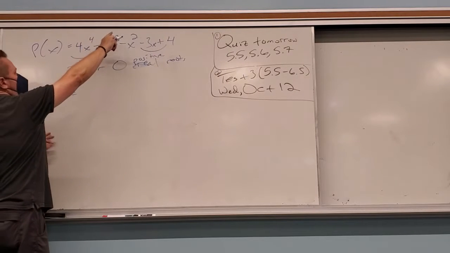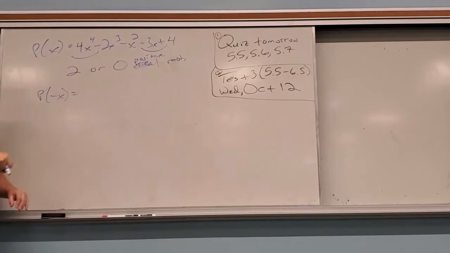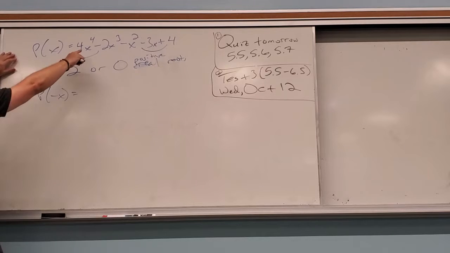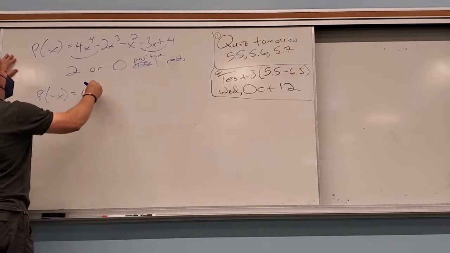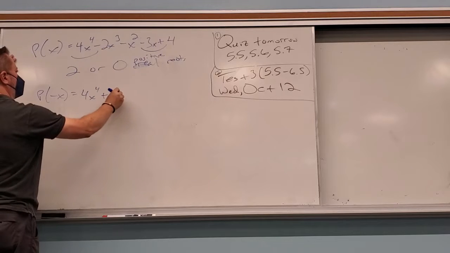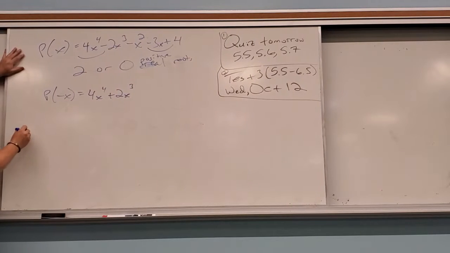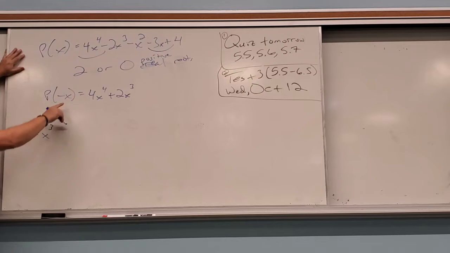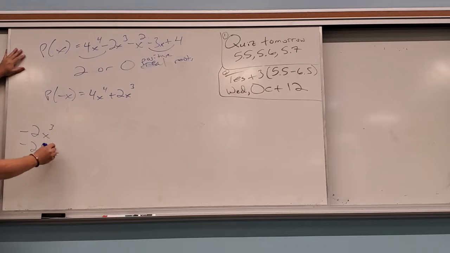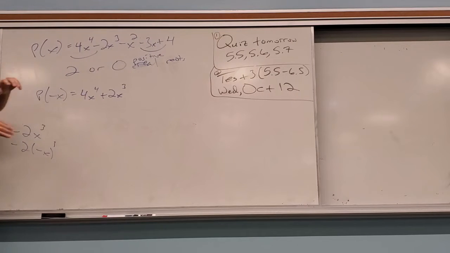All the even powers will stay the same sign because when I square a negative, it's positive. So there's no negative to cancel anything. All the negative terms will change sign. So this stays the same. This changes sign. And real quick, if I take negative 2x cubed and I put a negative x in it, negative cubed is negative, times negative is positive. So every odd power will do that.